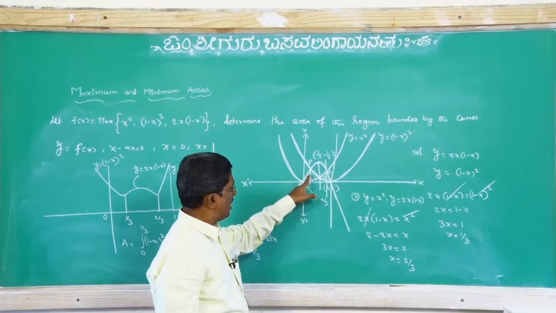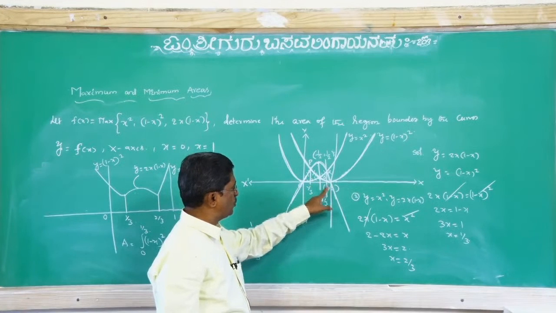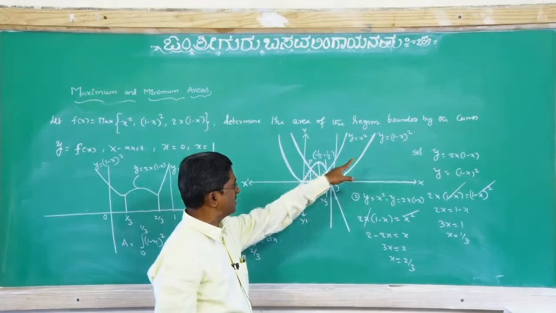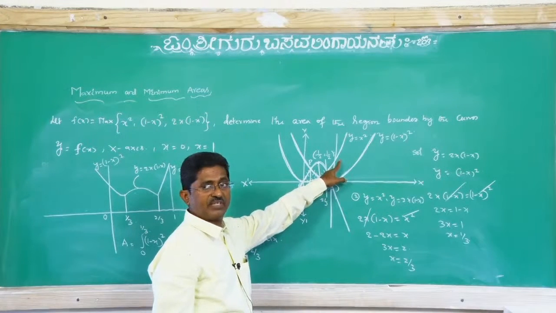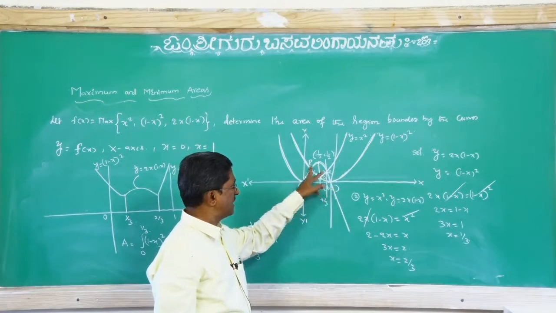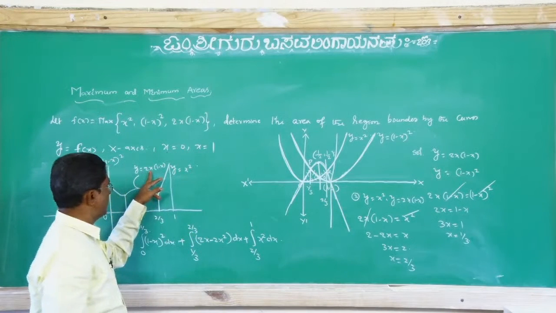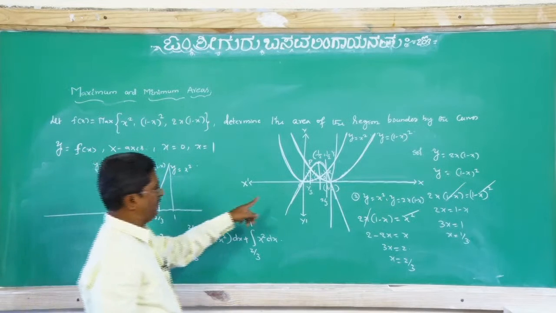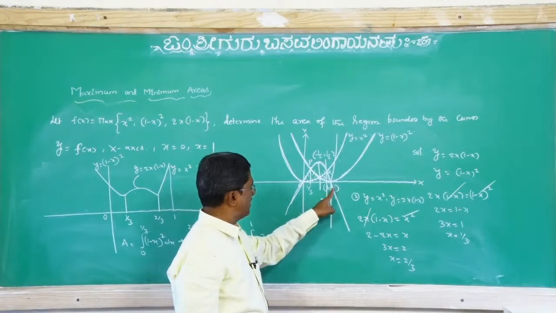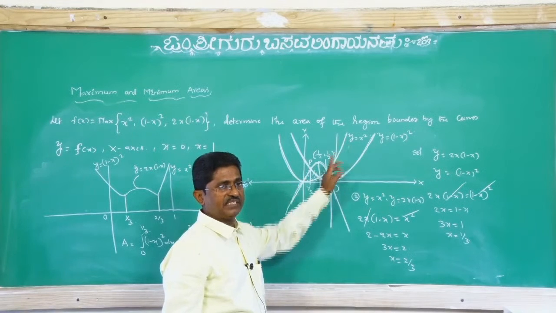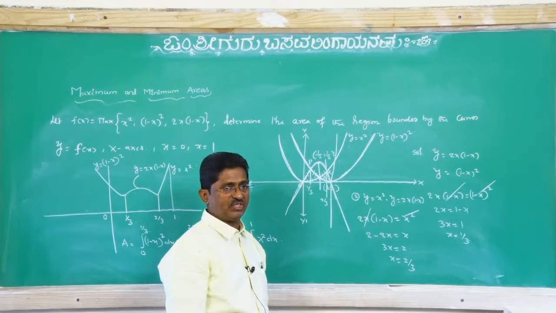Between 1 by 3 to 2 by 3, here the lower areas (1 minus x) whole square and x square are cut and thrown outside. So now I consider the downward parabola, that is 2x into (1 minus x). From 2 by 3 to 1, the given curve is x square only. Just integrate, we get the required solution.